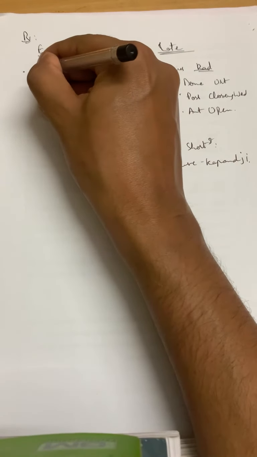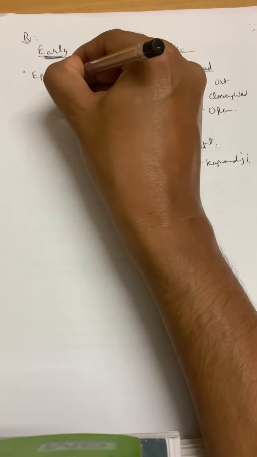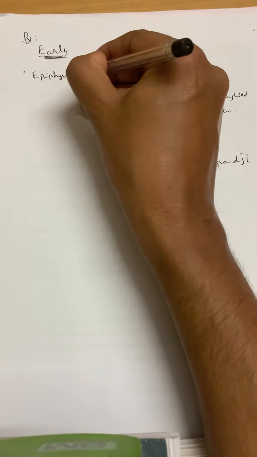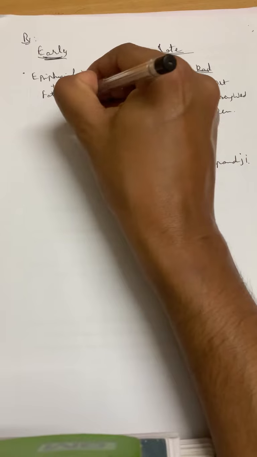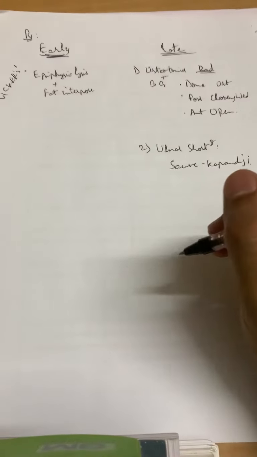okay. So coming to early presentation wherein the growth plate has not yet fused. So what you can do is you can remove the diseased growth plate. It is called epiphysiolysis. But after removal of the growth plate, you still want the growth to occur. So what do you do? You do fat interposition, okay. So this is called Vickers procedure. Okay, it is called Vickers-Nielsen's procedure actually.